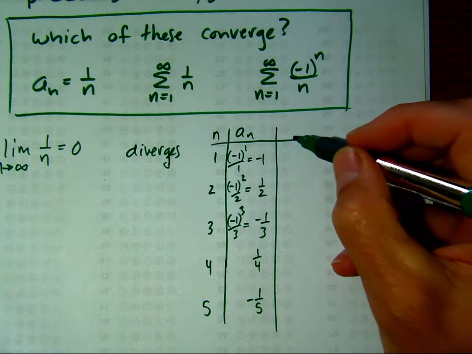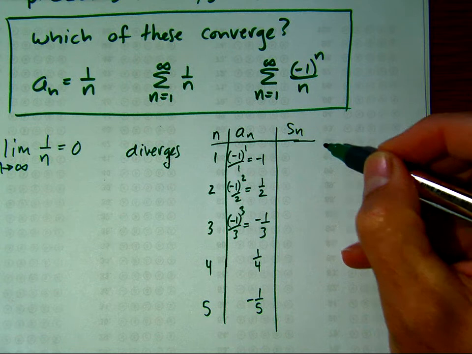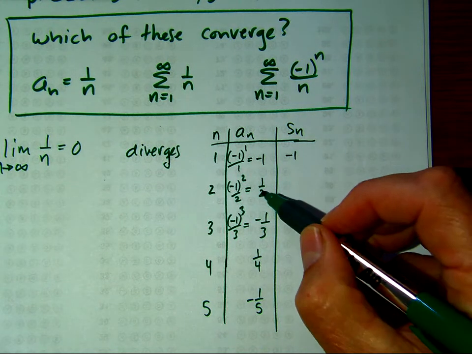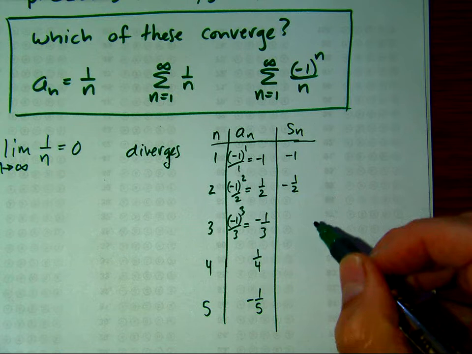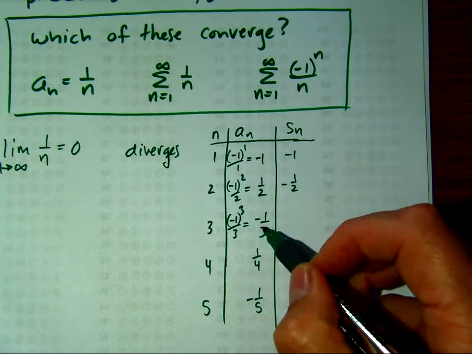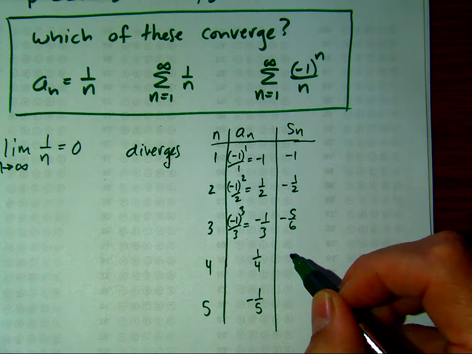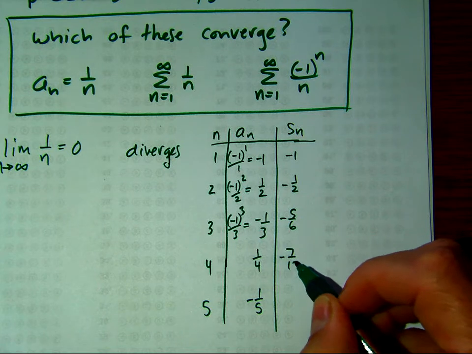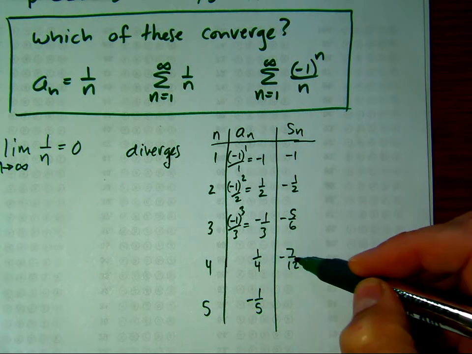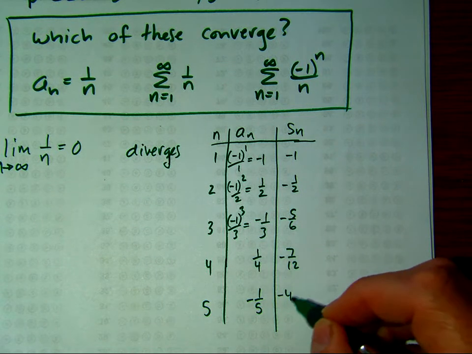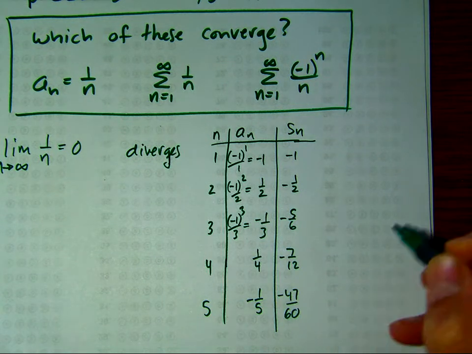Then let's look at the sequence of partial sums and see what's happening with that. If we add these two, then we get -1/2. If we add all three of these, we have -5/6. If we add these, we get -7/12. If we add all of these, we have -47/60.